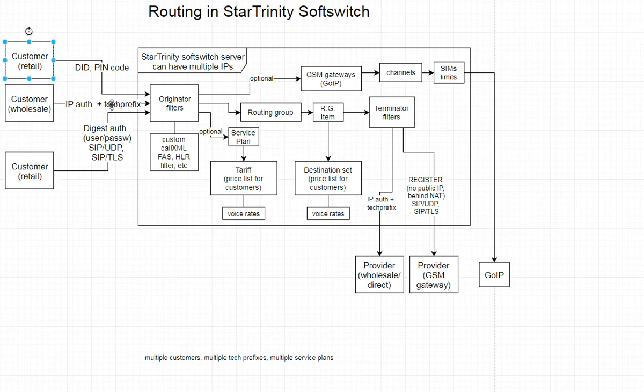Customer can be three types: retail customer, wholesale customer, and VoIP retail customer. They make SIP calls over SIP protocol to StarTrinity Softswitch. In the Softswitch, customers are called originators. Right, in the switch, they're called originator.